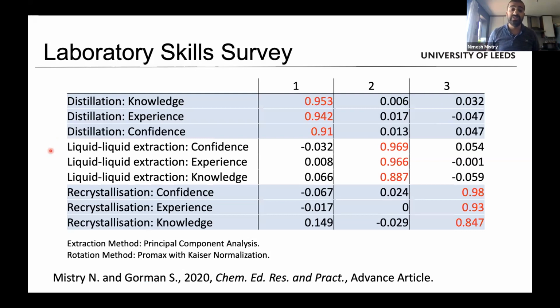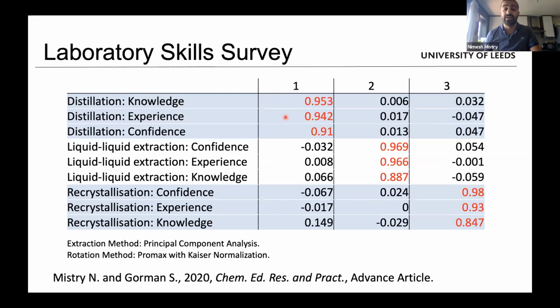So what we did is input, for example, these 9 items, these skills, into exploratory factor analysis, and from these 9 items, 3 factors were created. We can see that in the first factor we've got strong correlation with these 3 items, all relating to distillation. So we can say with some confidence that this first factor is measuring students' ability to perform distillation, which is what we wanted. That's how we designed the survey.